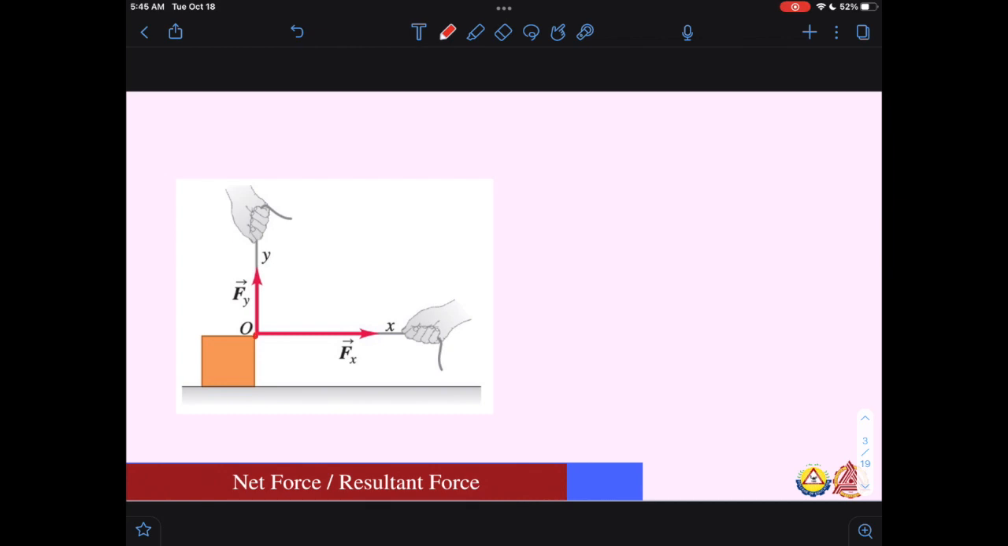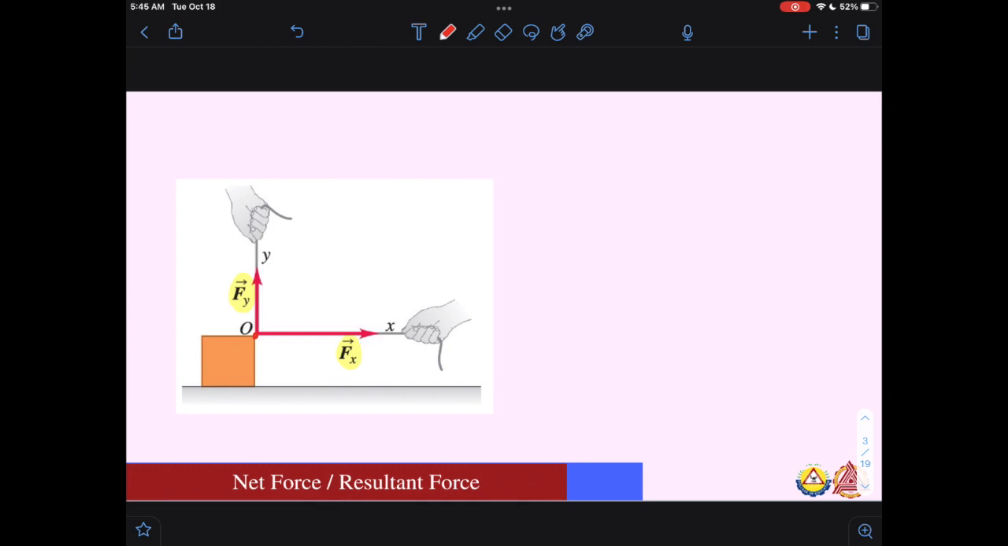So you're trying to pull the box towards the right direction, and that is your force F sub x. At the same time, you are also pulling the box at point O upwards. That is the direction along y, that is your force F sub y.